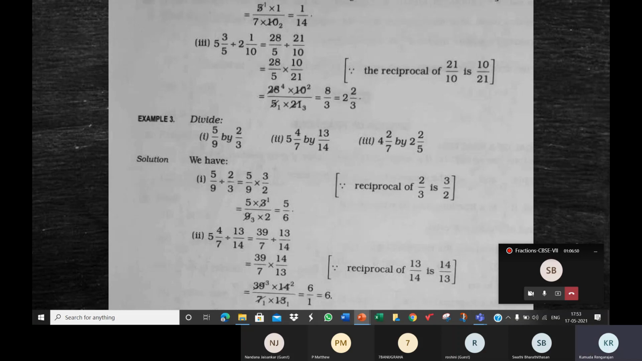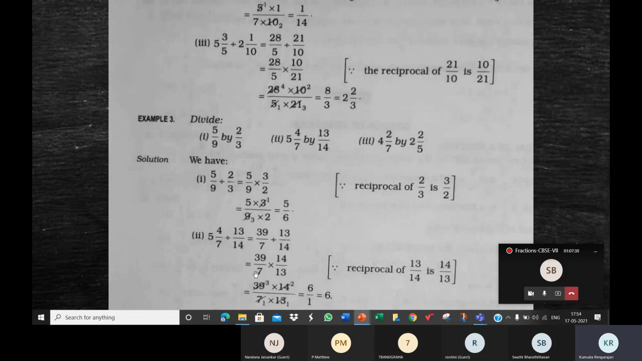So first we need to write 5 4 by 7, this mixed fraction, in its improper form, 39 by 7. We are just rewriting the question, so we are not making any change to the division sign. 5 4 by 7 is written in its improper form, 39 by 7. Division as it is. So you should not write the reciprocal here, because we are writing the division sign as it is, 13 by 4. We're just writing this mixed fraction as an improper fraction. Division as it is. So 13 by 4 as it is.